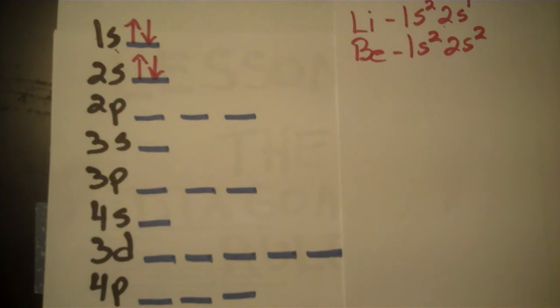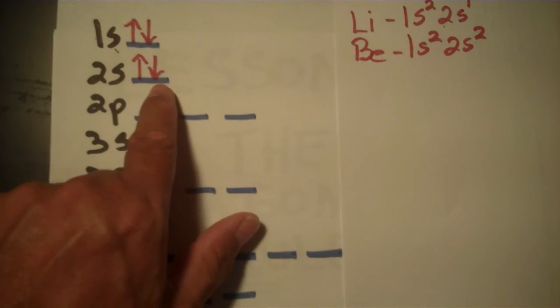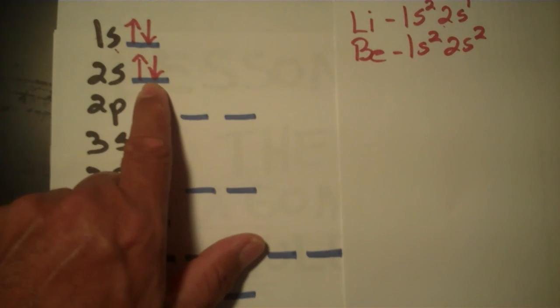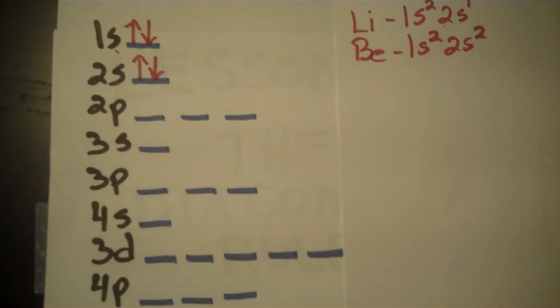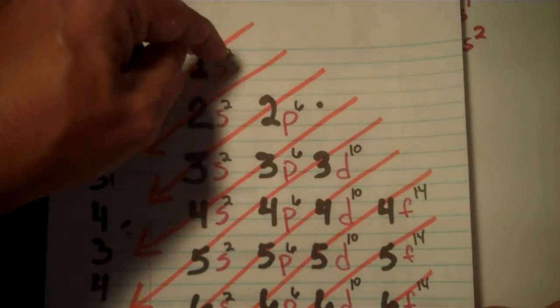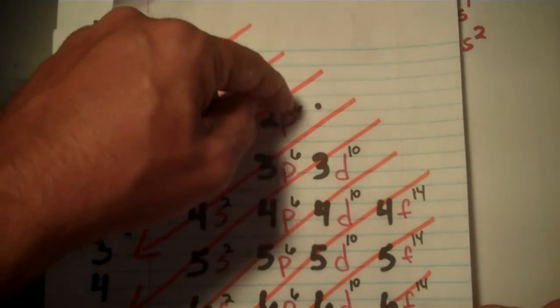All right. Now, as you notice, these are filled. So any element higher than number 4, I've got to go to the next energy level, which is going to be 2p on my diagonal rule. 1s2, 2s2, 2p6.